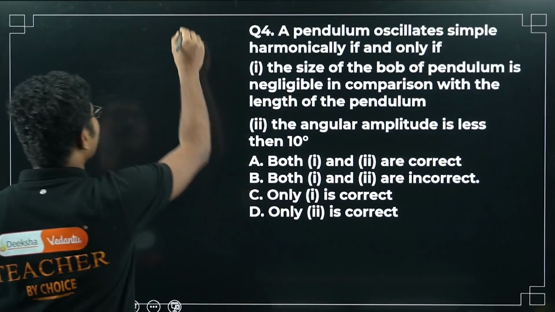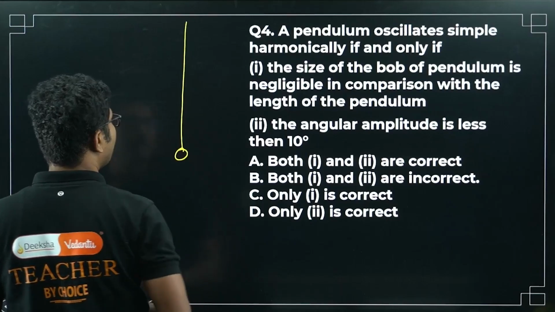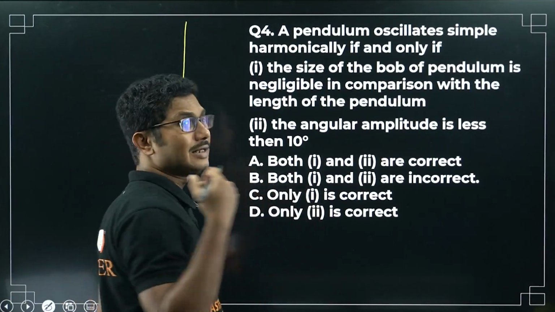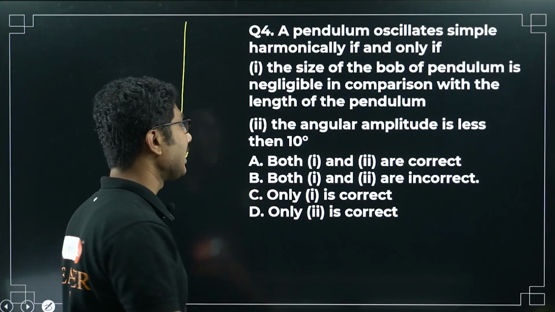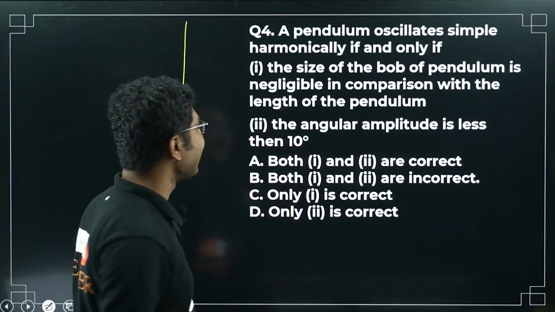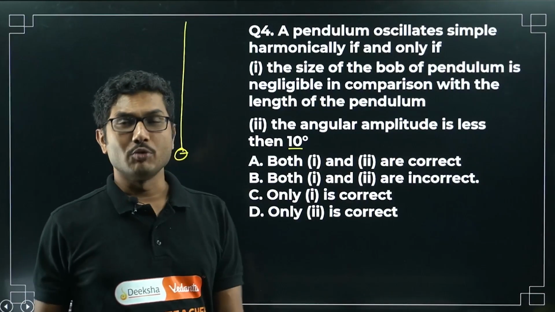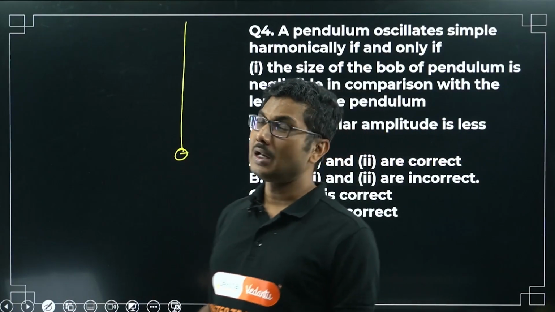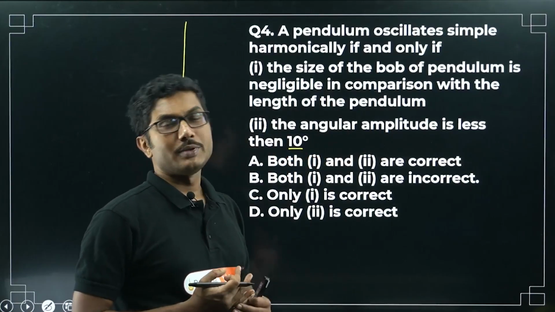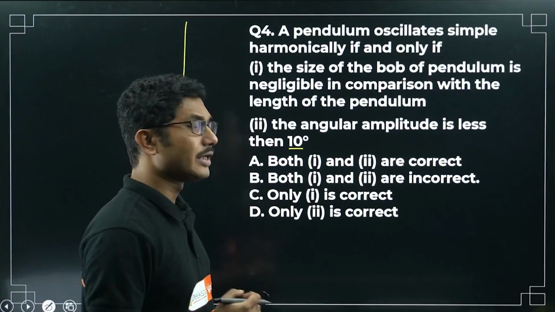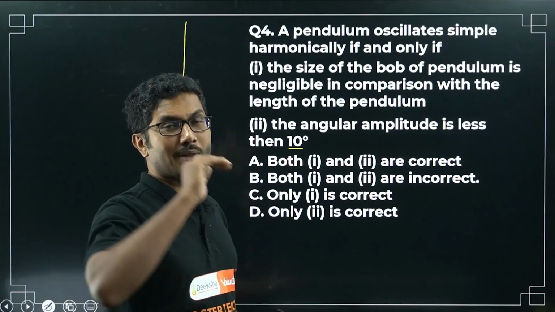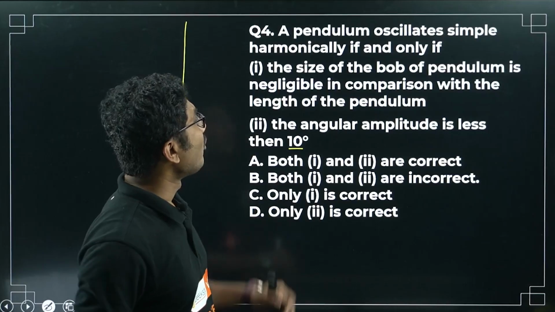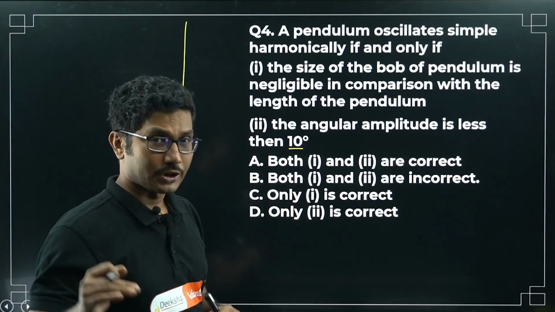Obviously we know that if the length is bigger than the size of the pendulum bob, then definitely it's a simple harmonic motion. But there is one more condition, that the angular amplitude is less than 10 degrees. If the angular amplitude is more than 10 degrees, the small angle approximation that we apply is no longer applicable. So you cannot consider that to be a simple harmonic motion. Even though it's an oscillatory motion, it's a harmonic motion, but not simple harmonic motion. So these two conditions are necessary for it to be a simple harmonic motion.